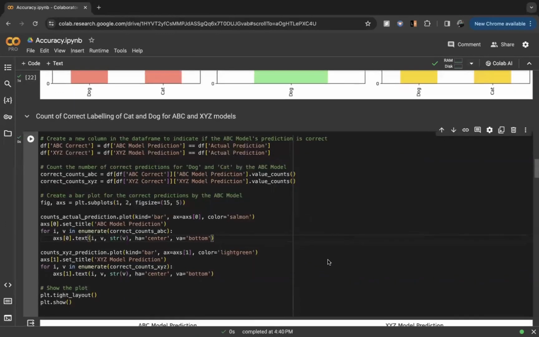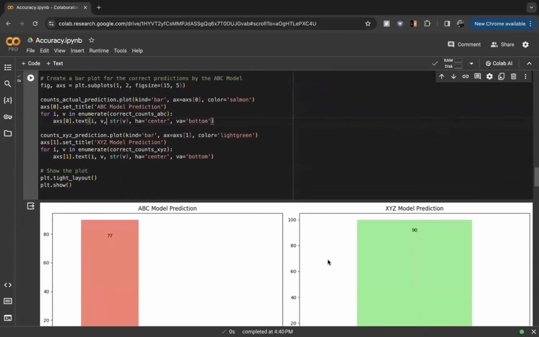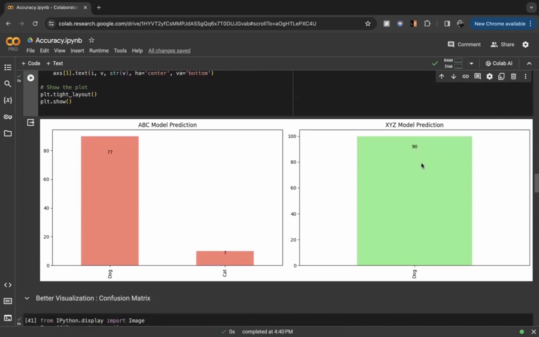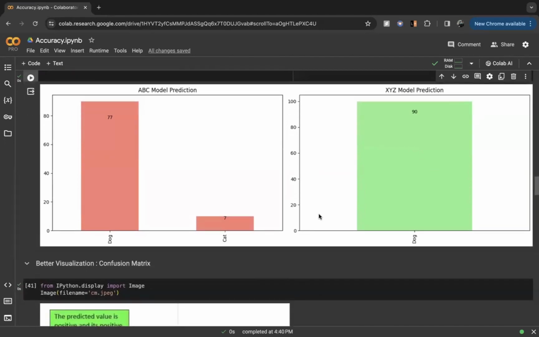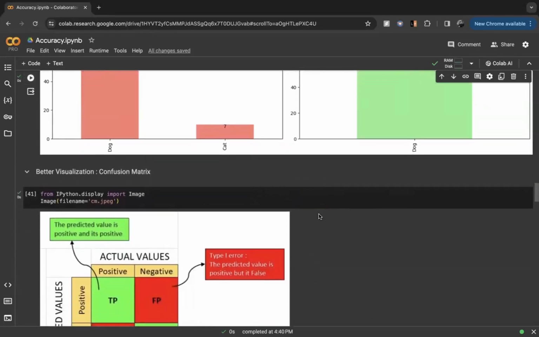Now let's see how many of the classifications were correct from both XYZ and ABC. If you see the graph, there are 77 dog images that were correctly predicted by the ABC model and 7 images of cat. And when we see XYZ, it predicted all the 90 dog images correctly. A better way to visualize such outputs is using a confusion matrix. Let's see what a confusion matrix is now.